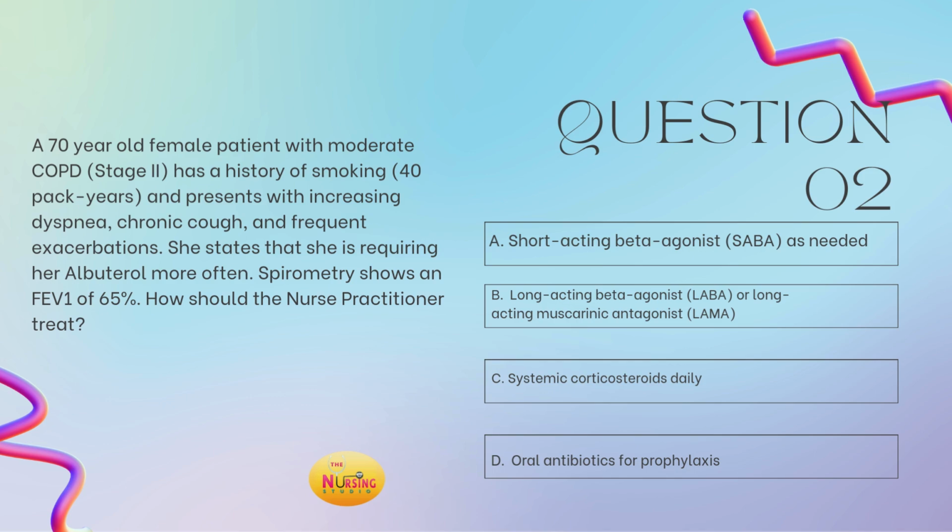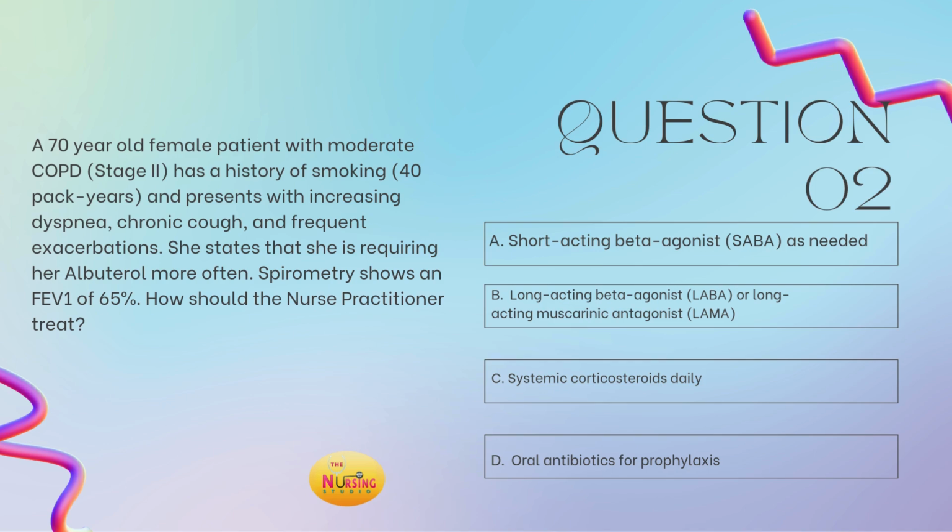All right, the stem here states, how should the nurse practitioner treat? So, all right, we're going to run it back and see if a diagnosis has been provided. And it has. It's stage 2 COPD, right? So how are we treating in stage 2? The patient is needing her albuterol more, so we know that they're already on a SABA because albuterol is a SABA, so we don't need A. So now that we're in stage 2, we're going to want to add in that LABA, right?